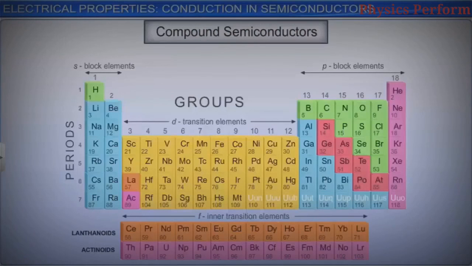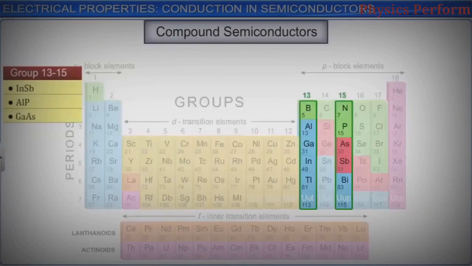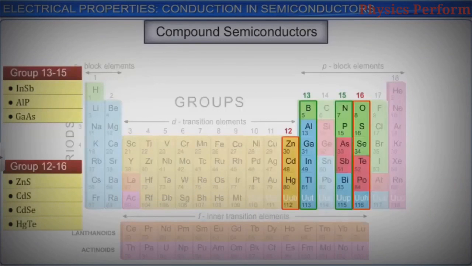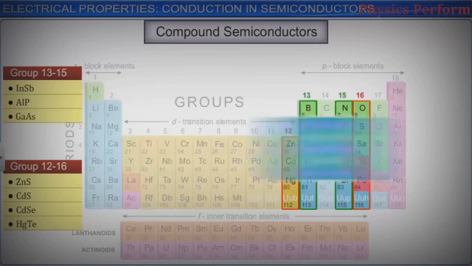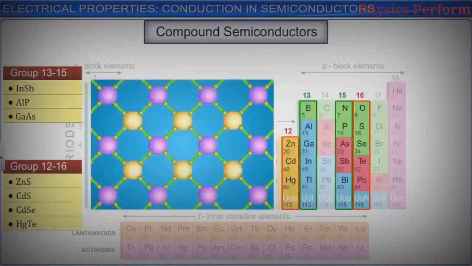A large variety of compound semiconductors, composed of elements from two different groups of the periodic table, such as 13-15 and 12-16, are widely used in communication devices. These semiconductors simulate an average valence of 4 electrons, as in germanium and silicon.